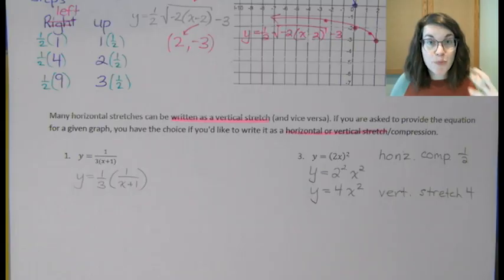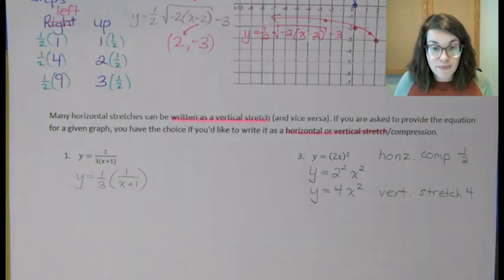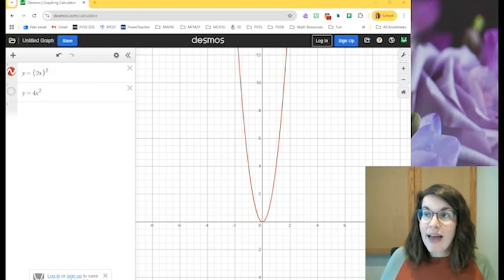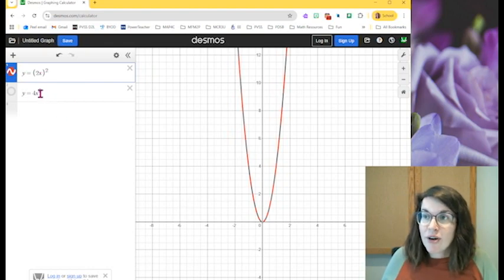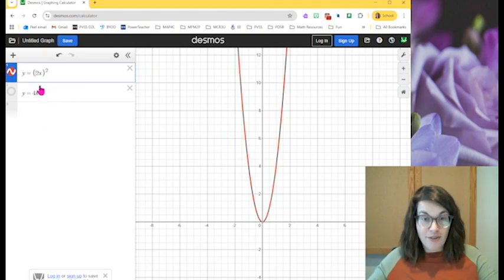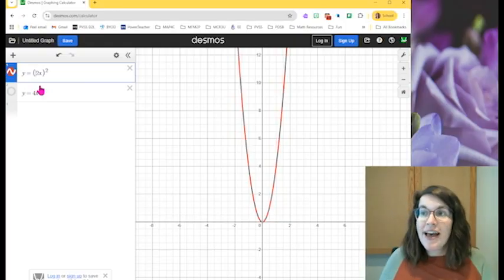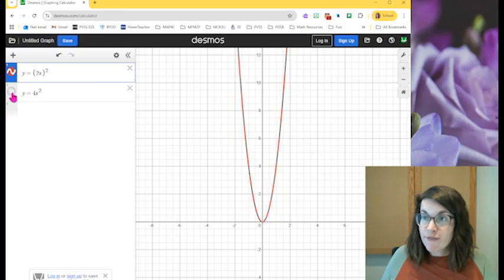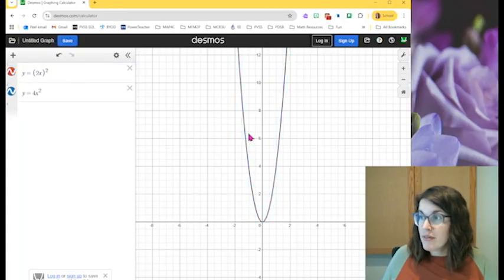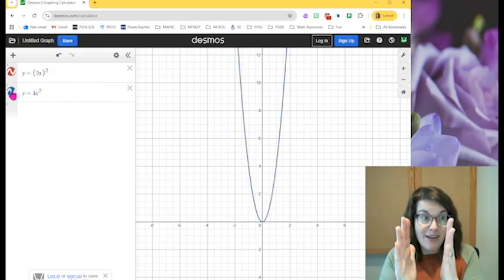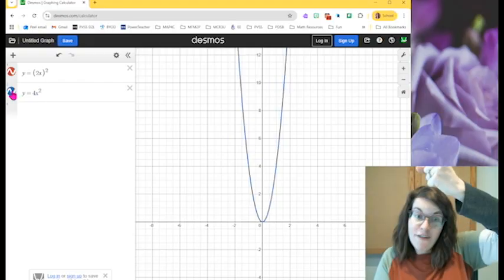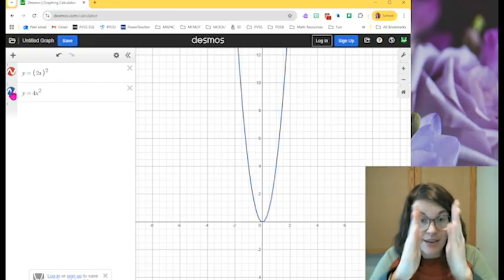Let's go back to Desmos and just prove that those are actually the exact same picture. So here we've got the red graph. We have 2x all squared. This is a horizontal compression by 1/2. Horizontal compression by 1/2 means we're squishing it this way. And then we've got our vertical stretch by a factor of 4 as this blue graph. Okay, you can see that they're right on top of each other. They're in the same spot. So either we're compressing it by a factor of 1/2 or stretching it by a factor of 4. Those actually do the exact same thing to the picture of the graph.